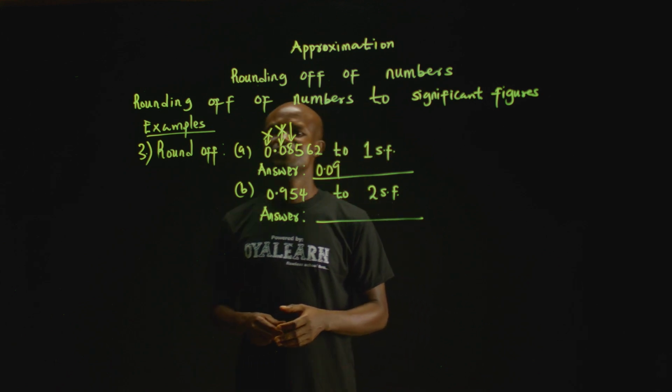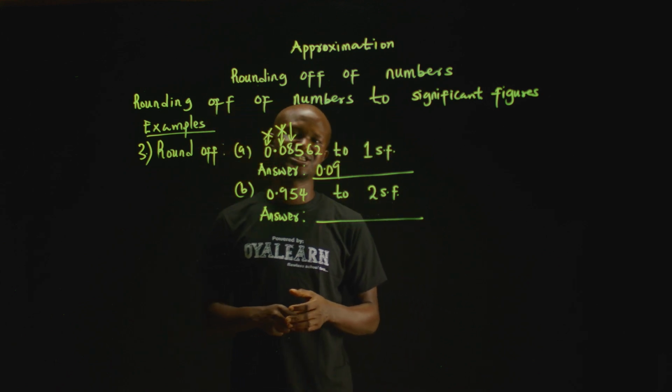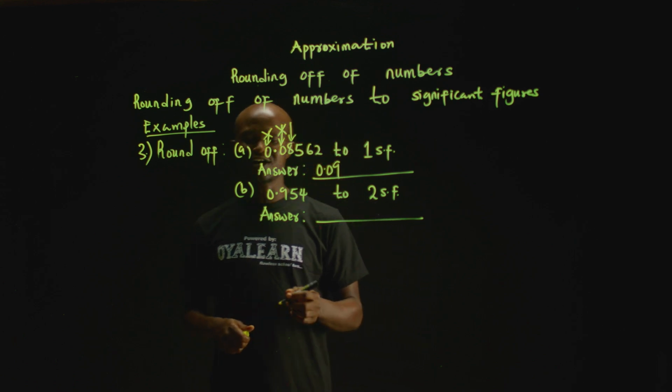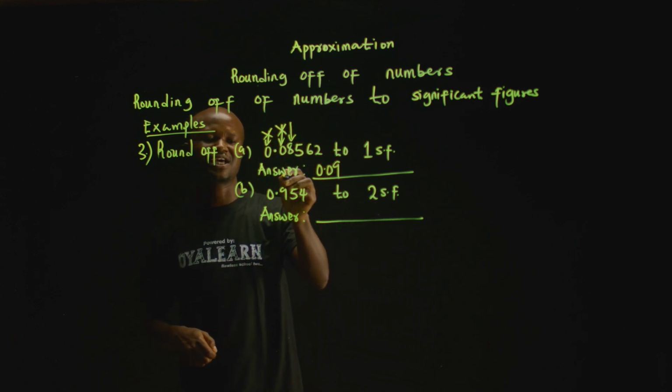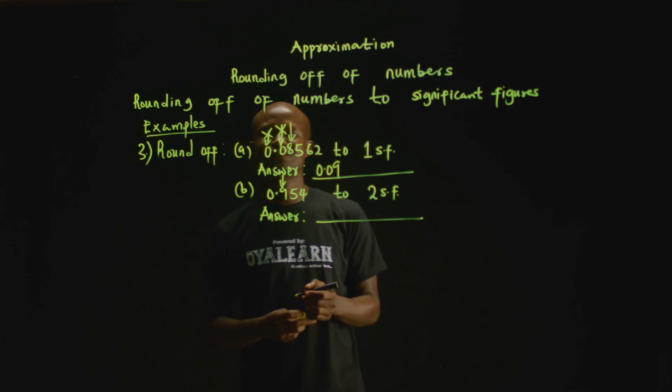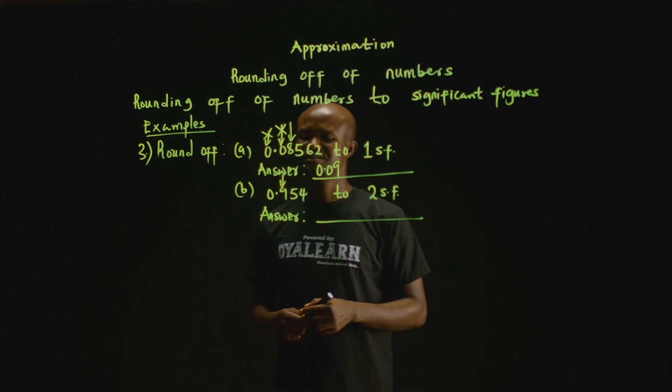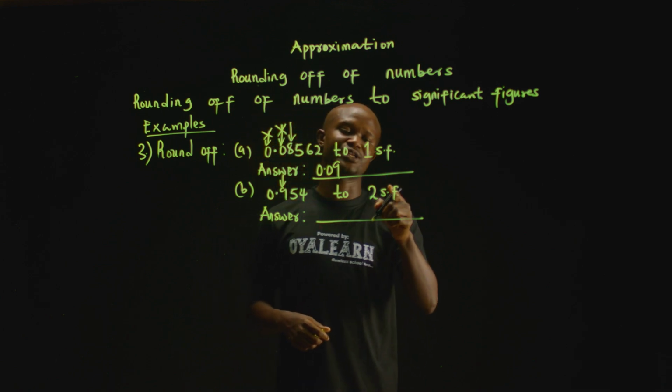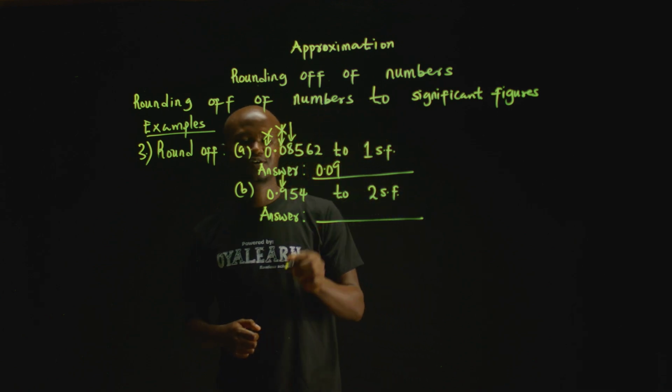Now for the second problem, don't forget this number is also less than 1. Then we start from the first non-zero digit from the left. The first non-zero digit from the left is 9. So in this case, at the back of 9, we are having 5. The question is 2 SF.